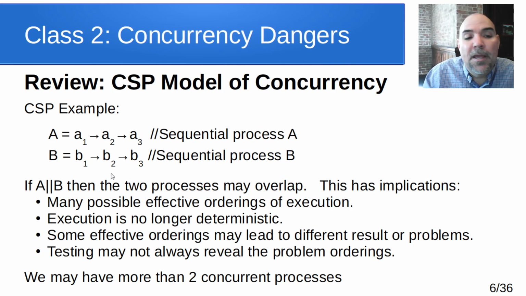Now, we also might have more than 2 concurrent processes. Instead of just A and B, we might have A, B, C, D, and they might have different numbers of instructions. Like A and B might only have 3, C might have 20 instructions, D might have 50 instructions at this kind of lower atomic level like this.